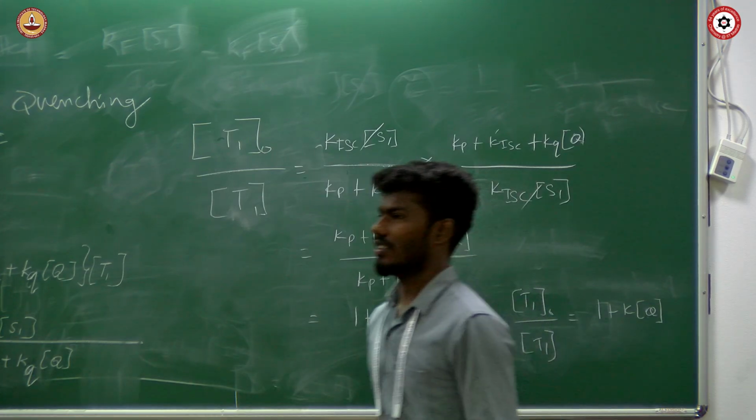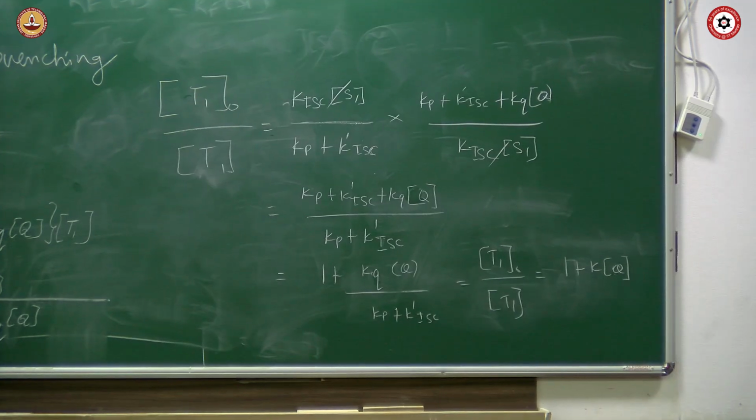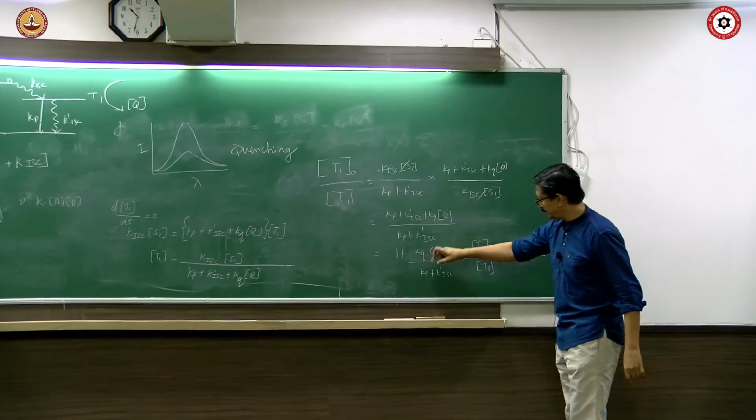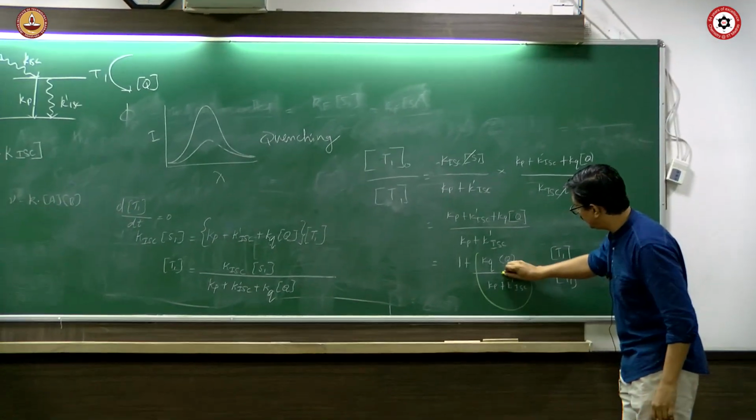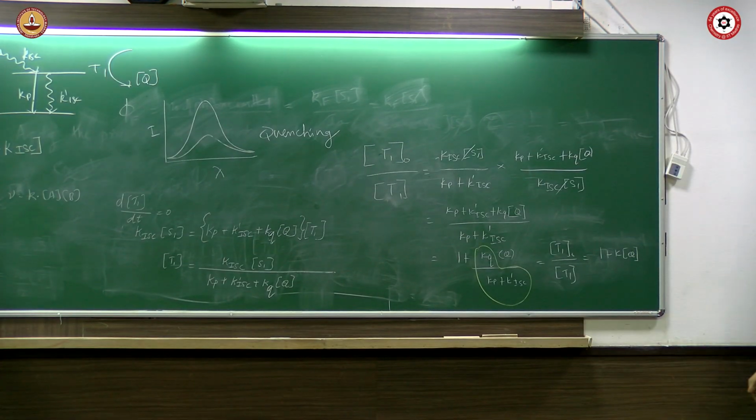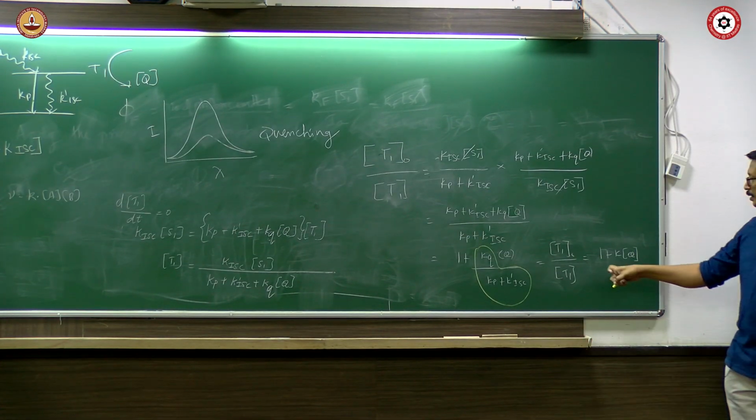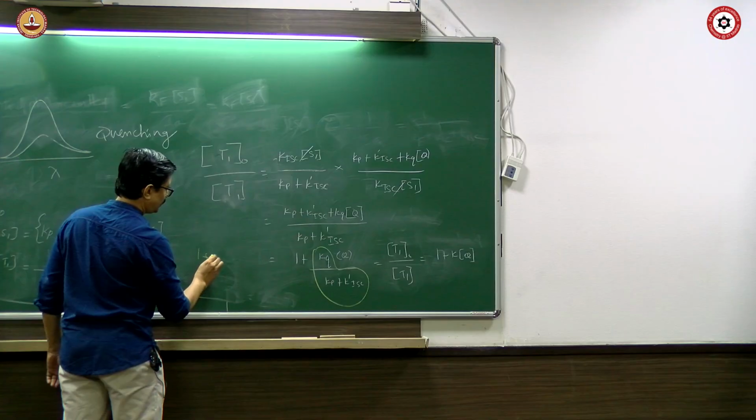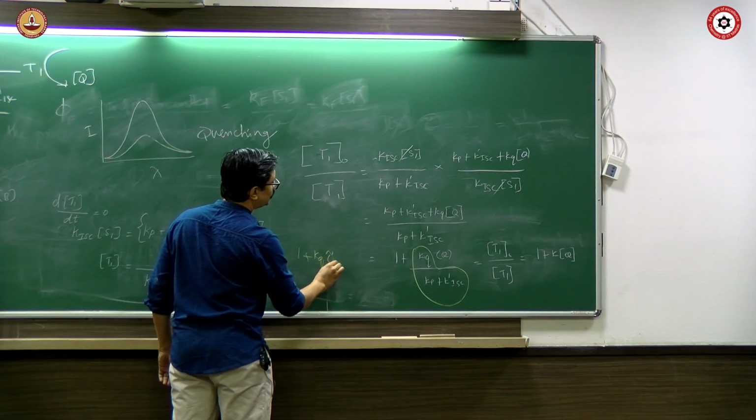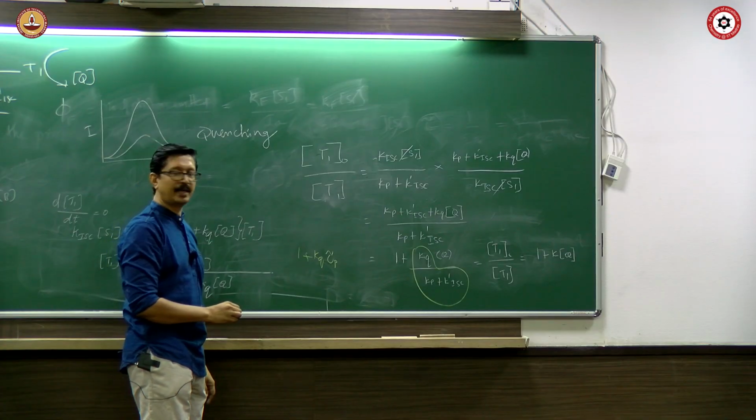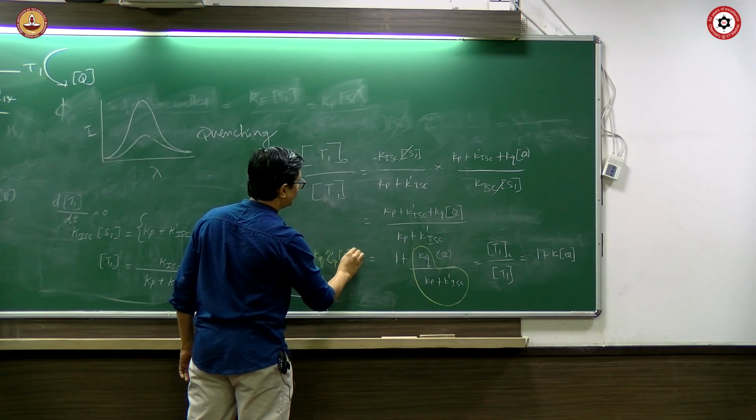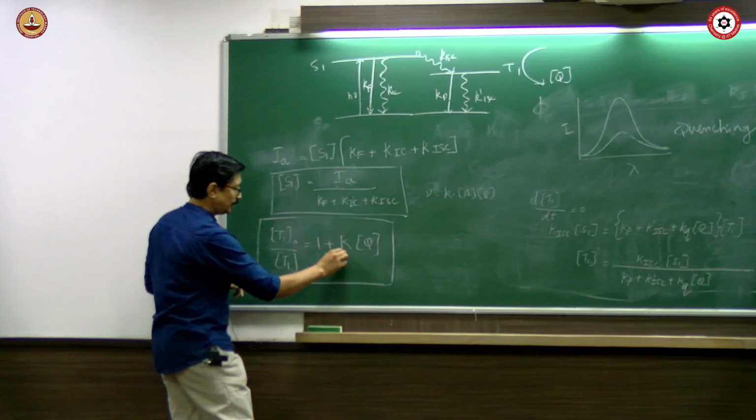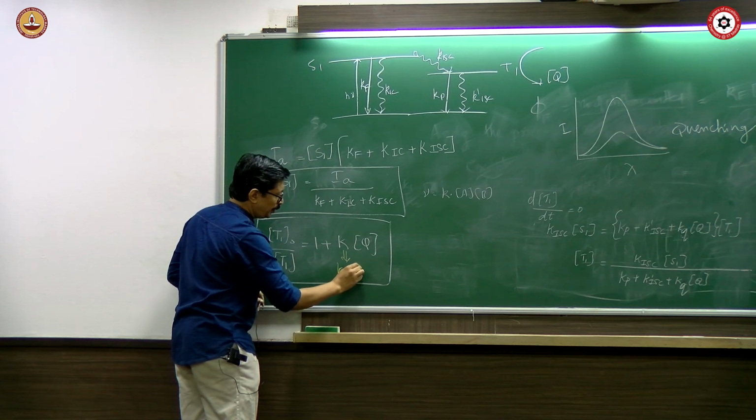Good. So this K, whatever that K in the equation is, is nothing but KQ by KP plus K dash ISC, right? Now this I can write as 1 plus KQ tau P, right, into Q. And this KQ tau P is the one that I have written as K. So this K is nothing but KQ into tau P.